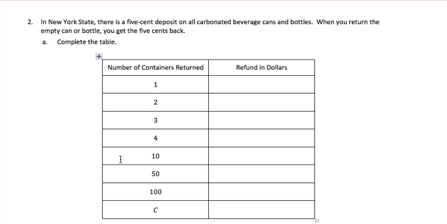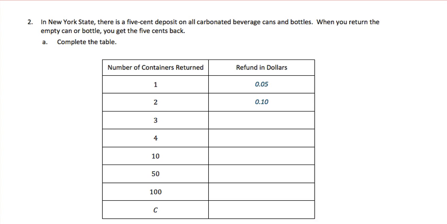Example 2. In New York State, there's a 5-cent deposit on all carbonated beverage cans and bottles. When you return the empty can or bottle, you get the 5 cents back. So we're going to complete the table. If one container is returned, the refund in dollars would be 5/100ths of a dollar. It's a 5-cent deposit. Remember, this is in dollars.